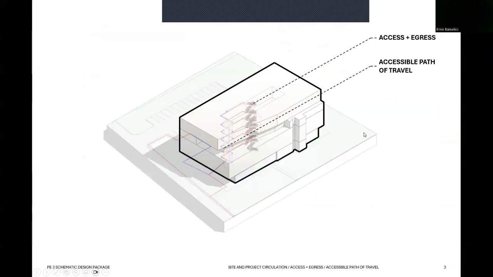Here we have a site in project circulation. As you can see, the red indicates access and egress that leads to the stairs. And then in blue, we have the accessible path of travel, which leads you to the elevator. So all of these take you to the first floor from any level, and then you can access the street or the parking lot using these sidewalks.